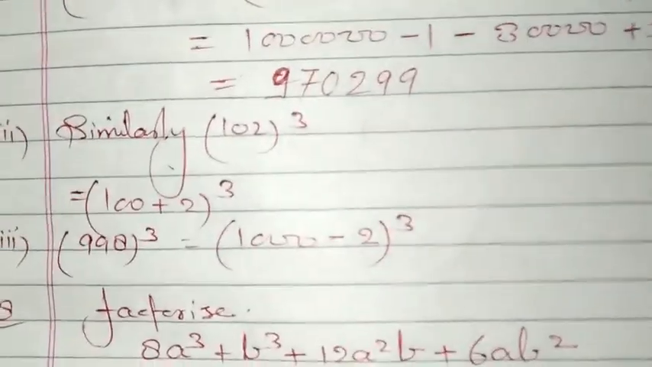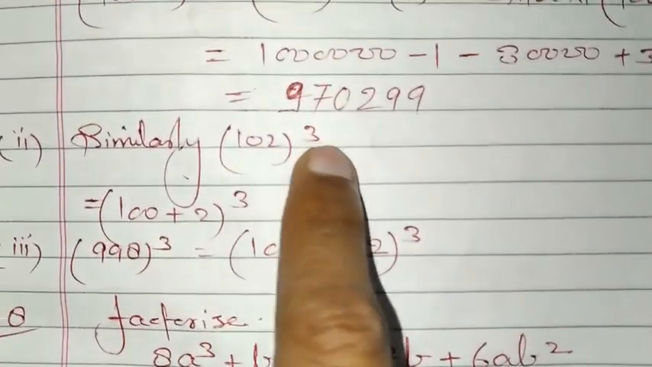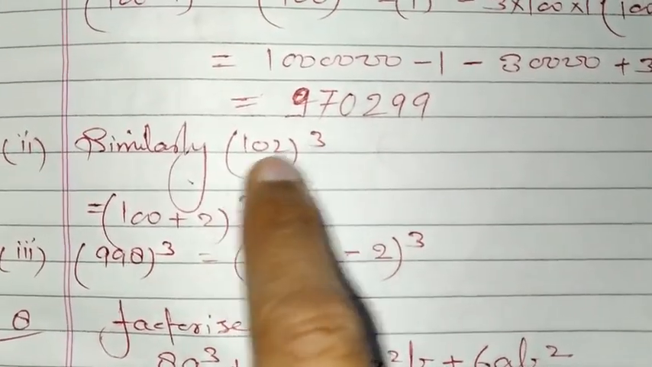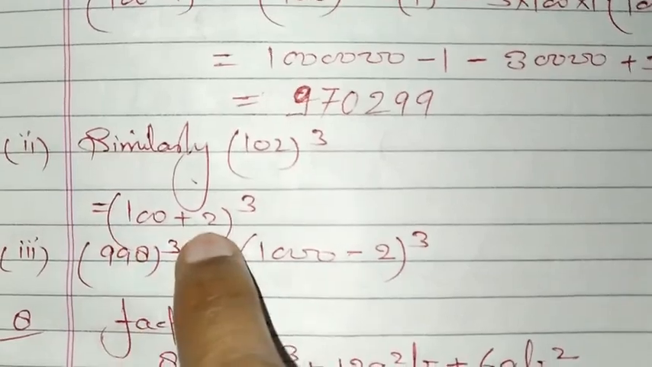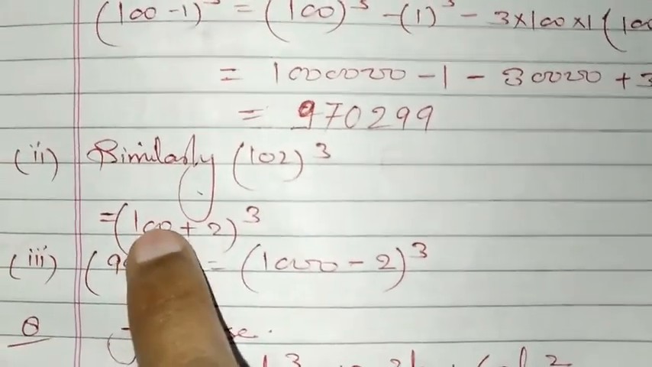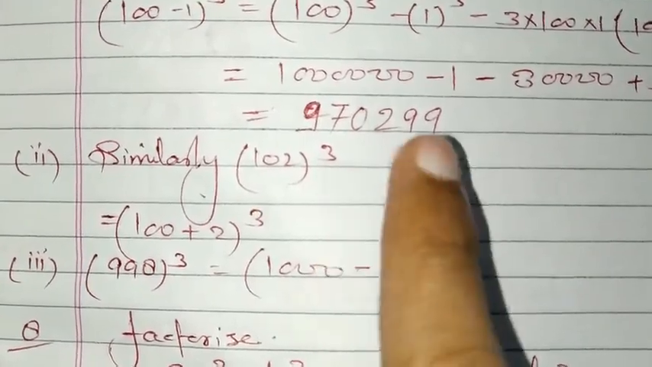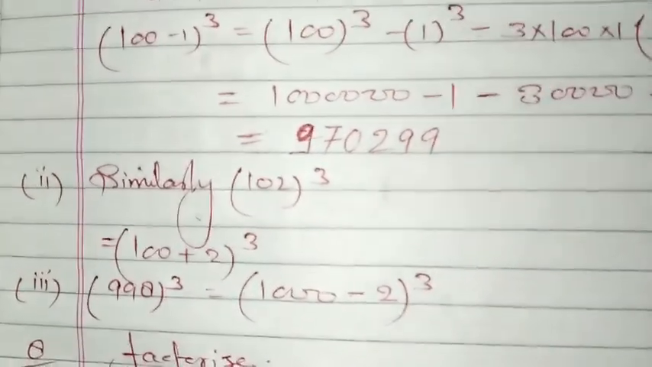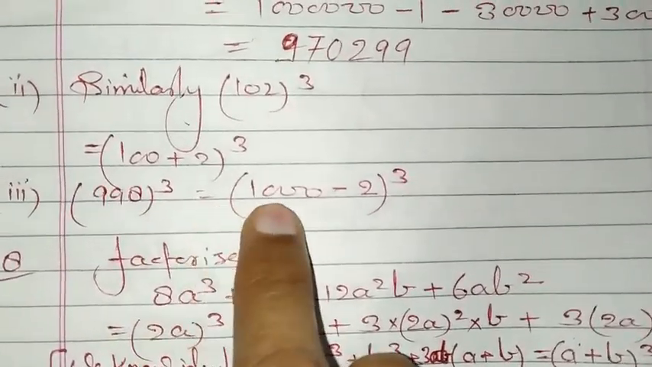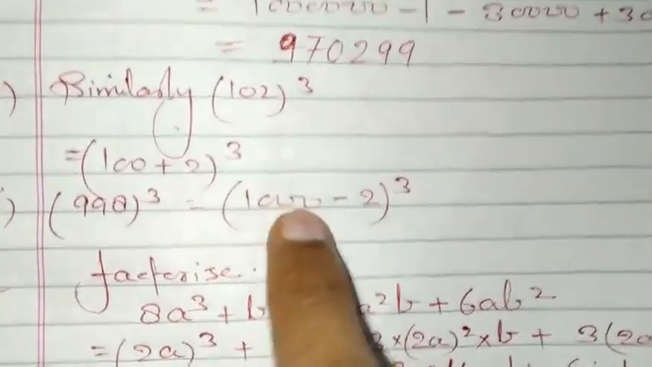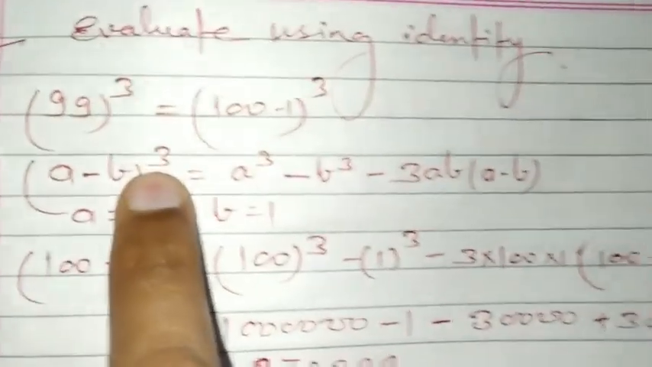Next part, similarly you can do 102 whole cube. How do you solve it? By identity, you just write 102 as 100 plus 2 whole cube. Now you apply the identity a plus b whole cube equal to a cube plus b cube plus 3ab into a plus b. Similarly, 998 whole cube can also be written like 1000 minus 2 whole cube. Here also I apply the identity which we used in the first part.